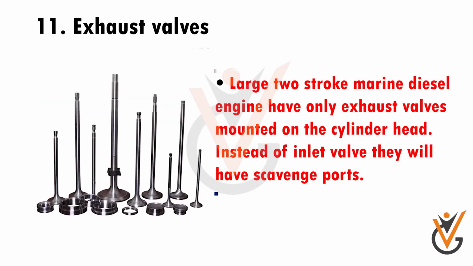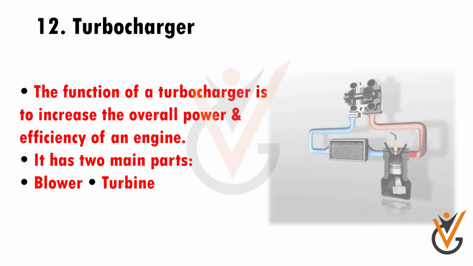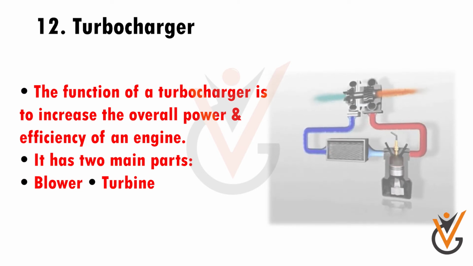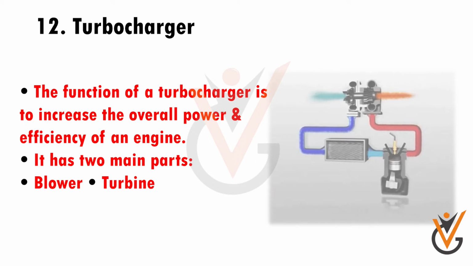Exhaust valves. Large 2-stroke marine diesel engines have only exhaust valves mounted on the cylinder head. Instead of inlet valves they will have scavenge ports. Turbocharger. The function of a turbocharger is to increase the overall power and efficiency of an engine. It has two main parts: blower, turbine.